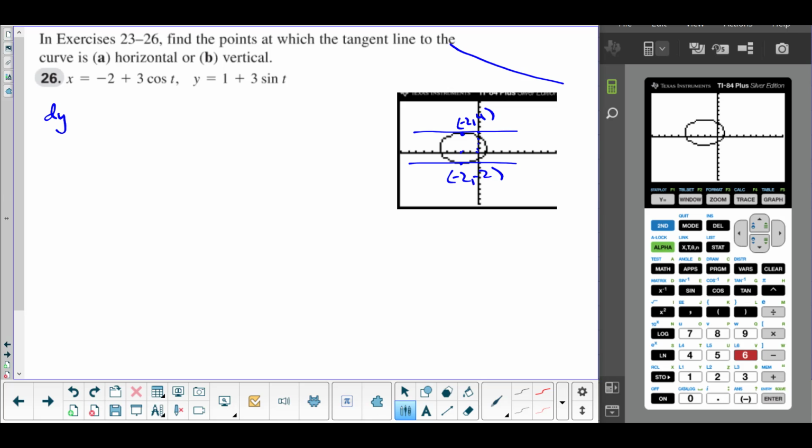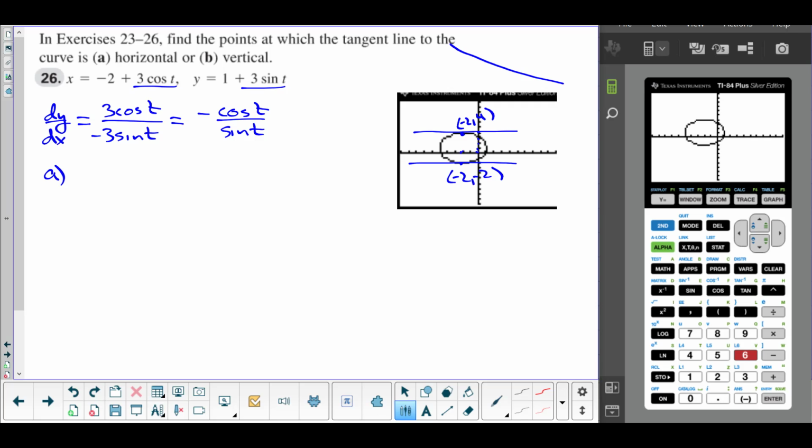So the first derivative is equal to, the derivative of 3 sine is 3 cosine of t. And then the derivative of 3 cosine is -3 sine of t. So we have negative cosine of t over sine of t. Now I could turn that into cotangent, but I really don't want to. I want to be able to work with a numerator and a denominator.